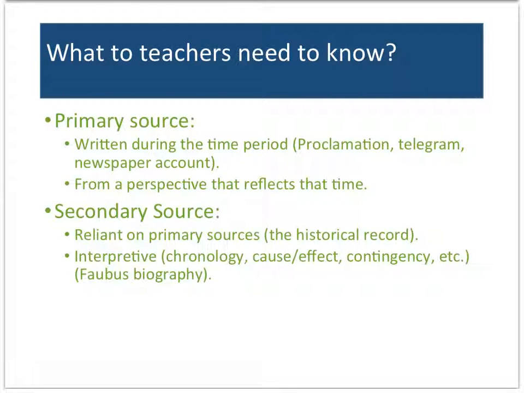These are interpretive. What historians try to do is look at those documents, look at the historical record, and make some interpretations about how things moved forward in time, what caused something else, what kinds of factors were involved in that causation. And the secondary source in this lesson is a biography about Governor Faubus.